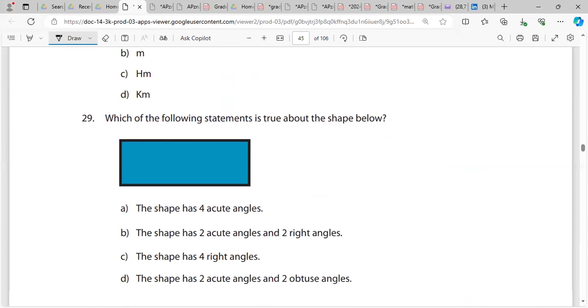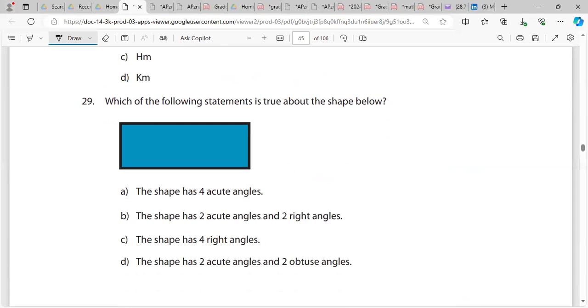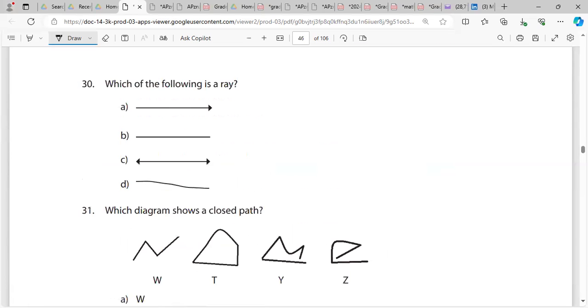All right. 29. Which of the following statements is true about the shape below? The shape has 4 acute angles. I disagree. The shape has 2 acute angles and 2 right angles. I disagree. The shape has 4 right angles. I agree. So that's C. The shape has 2 acute angles and 2 obtuse. All right, let's move on. So it actually continues. Which of the following is a ray?